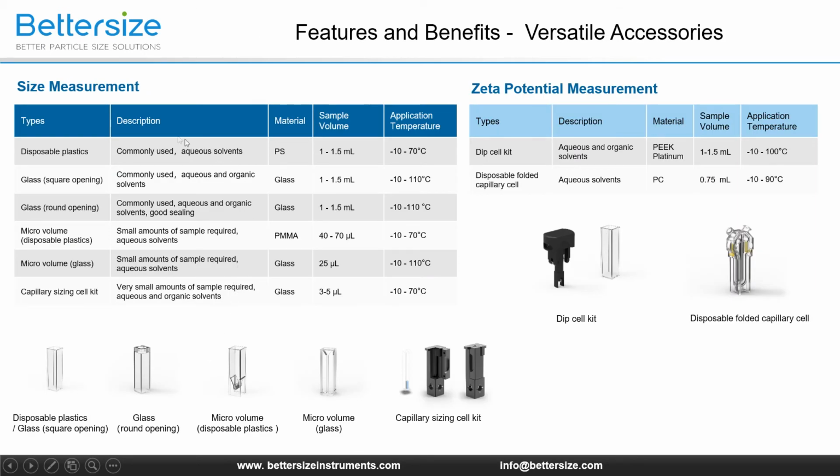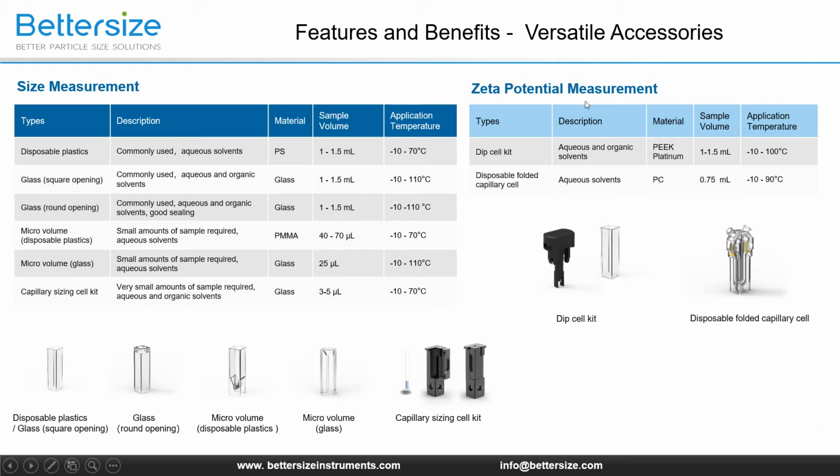Another benefit of the Binano 90Z is the enough versatility for various samples. For size measurement, there are 6 types of cuvettes corresponding to the specific applications. The disposable plastic cuvette is commonly used within the temperature ranging from -10 to 70 degrees and only for aqueous solvents. If your sample contains organic solvents, then the glass cuvette will be a wise choice. Depending on the solvent type, sample volume, and measurement temperature, an appropriate cuvette is always available.